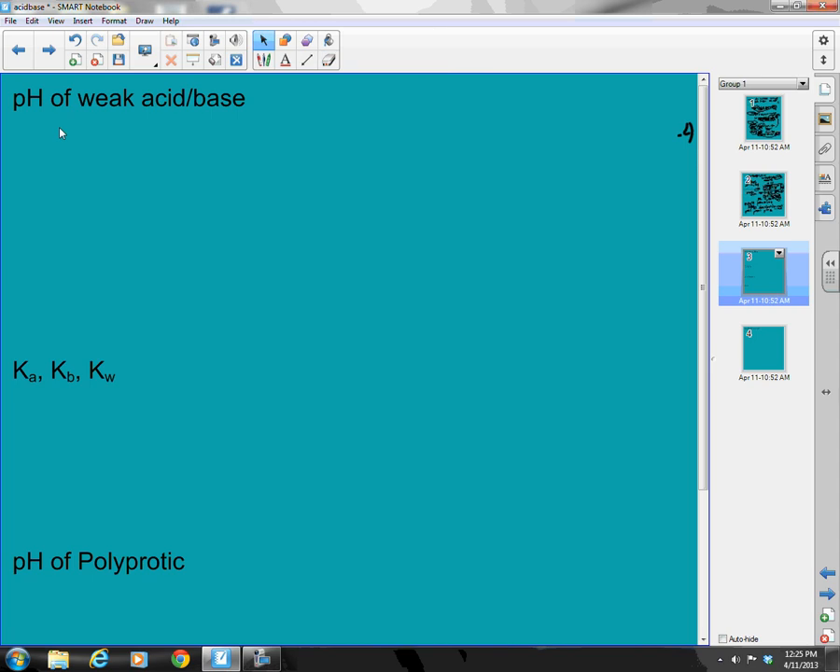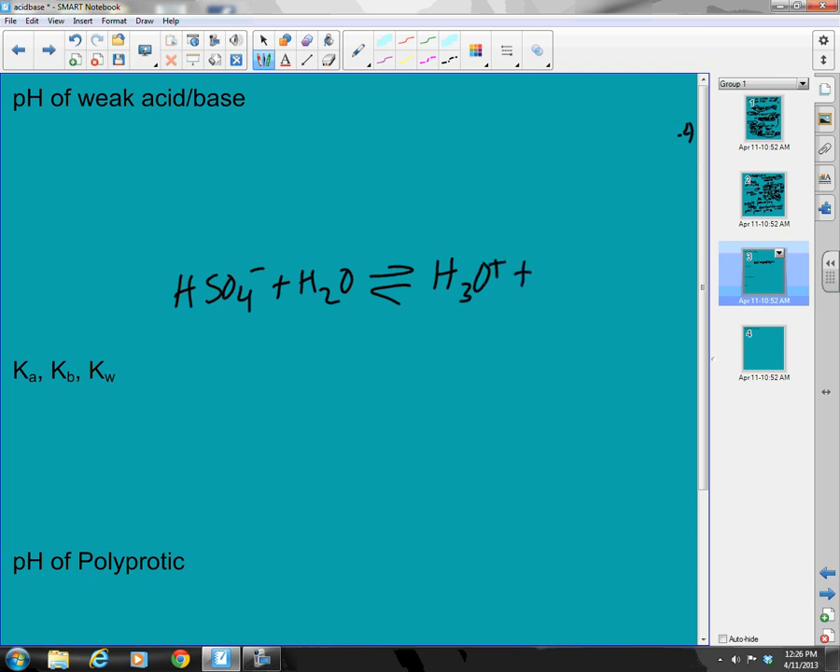I love when that disappears. Ka, Kb, Kw. Okay, let's talk a minute about Ka. Remember, let's take something like HSO4 minus, right? Now, HSO4 minus is amphiprotic, meaning it can act like an acid, or it can act like a base.